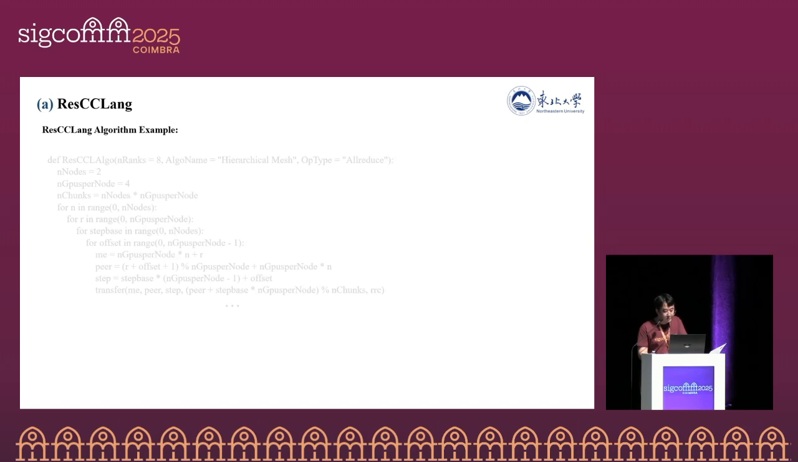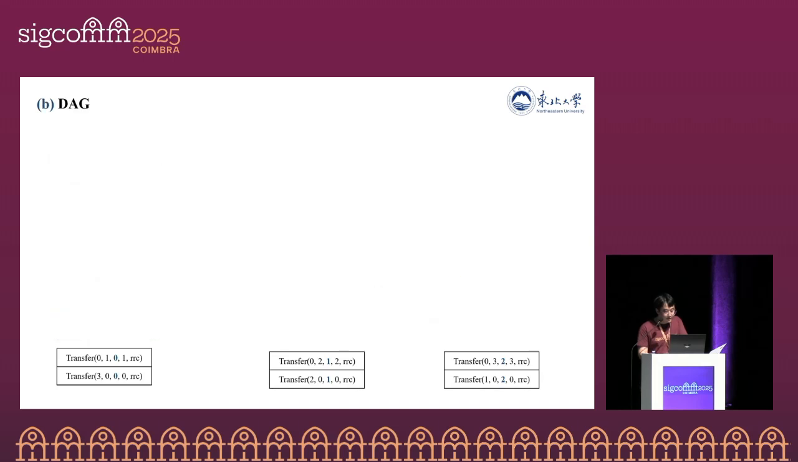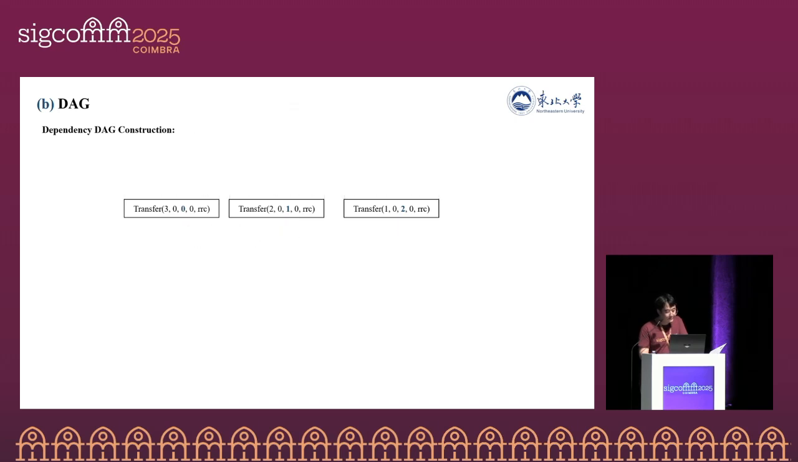Next, we instantiate the primitive. The DSL generates an intermediate representation. The step value determines the execution order of primitives. Primitives processing the same chunk activate data dependencies.